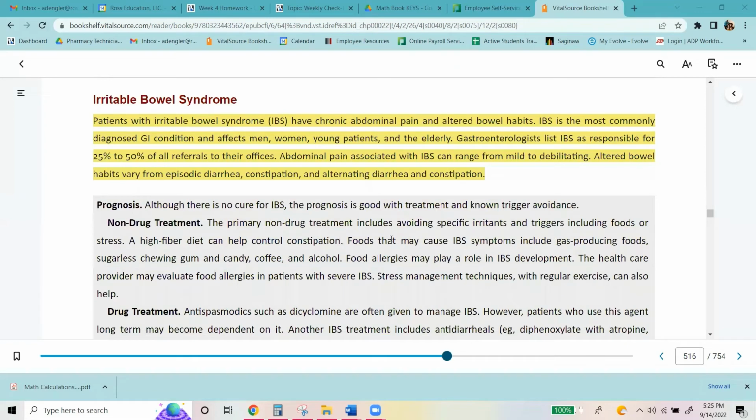Patients with irritable bowel syndrome, IBS, have chronic abdominal pain and altered bowel habits. IBS is the most commonly diagnosed GI condition and affects men, women, young patients, and the elderly. GI doctors list IBS as responsible for 25 to 50% of all referrals to their office. Abdominal pain associated with IBS can range from mild to debilitating. Altered bowel habits vary from episodic diarrhea, constipation, and alternating diarrhea and constipation.